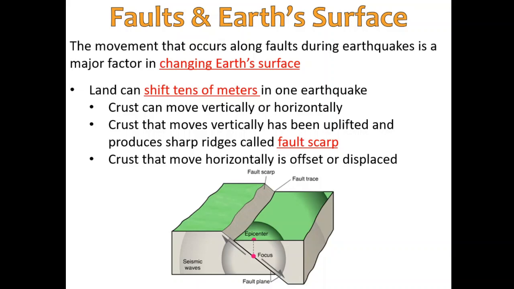The crust that moves vertically has been uplifted and will produce sharp ridges called a fault scarp. And crust that moves horizontally is usually offset or displaced.